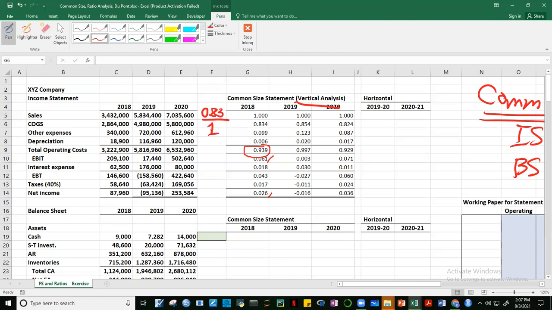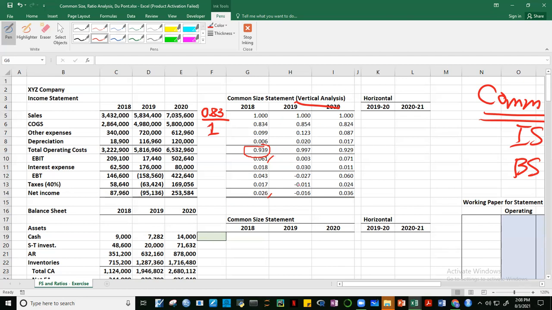Sa bawat piso ng sales, ang net income natin 2.6 centavos. Okay? Right? Sa bawat piso ng sales, ang operating profit natin 6.1 centavos lang. So it's easy now to express this. Unlike this one, guys, absolute figures kasi ito, ang hirap ma-express yung relationship ng net income kaysa sa sales. Dito kitang-kita natin, sa pisong sales, ilan yung bottom line natin? 2.6 centavos. Okay? So that's for 2018.